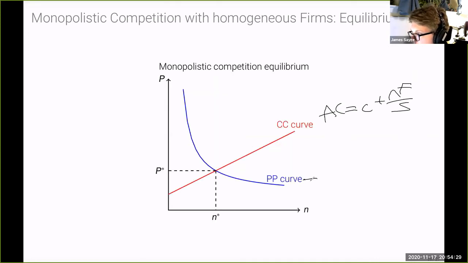And then the PP curve is just given by C plus N over B. And so recall that the price is going to be decreasing as the number of firms increases. As the number of firms goes to infinity, the PP curve gets close to just the marginal cost C. And so the PP curve is going to be decreasing. And then the intersection of both the CC curve and the PP curve is going to tell us the equilibrium number of firms and the equilibrium price.